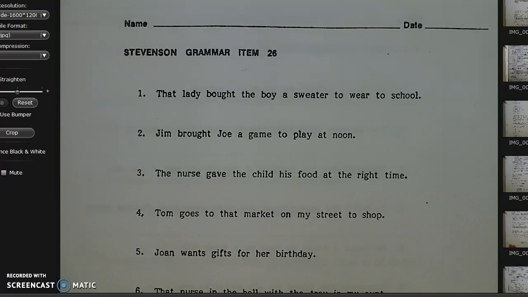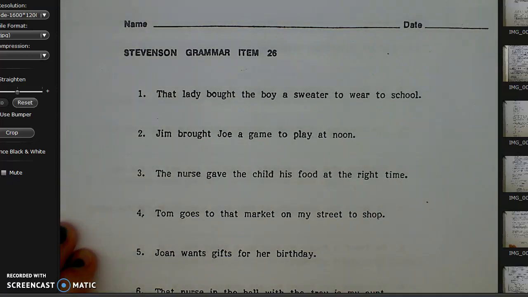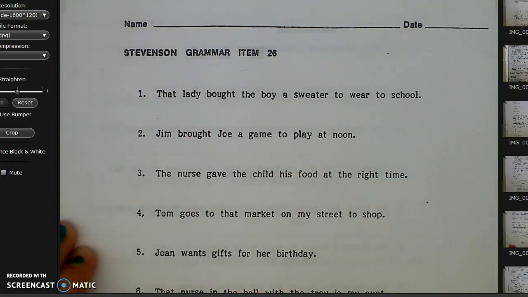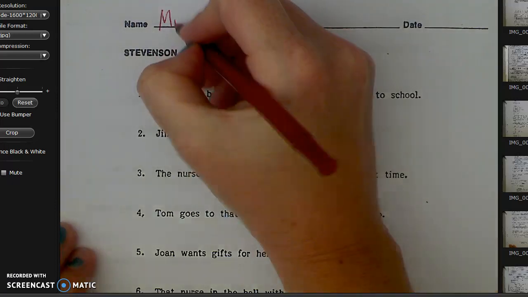71, so we are on item 26 again. I think we need a little bit more practice. And we are on the side that says page 71, and it starts with number 1, that lady bought the boy a sweater to wear to school. Before you start, make sure that you have your name on your paper.